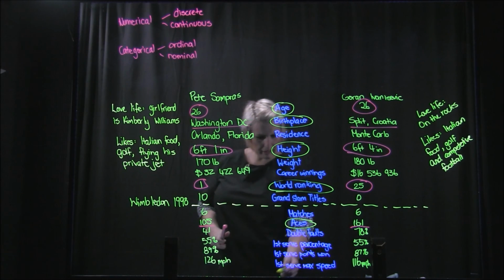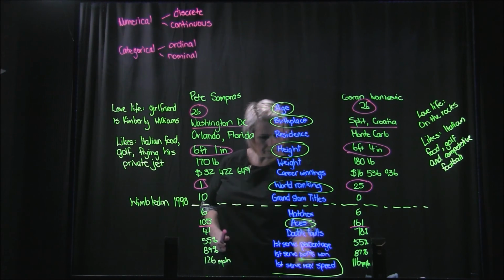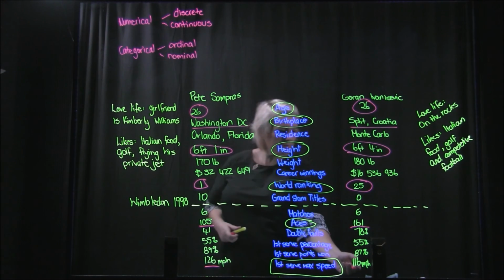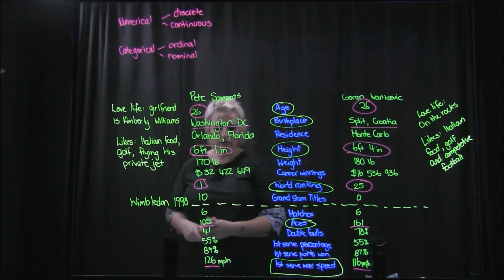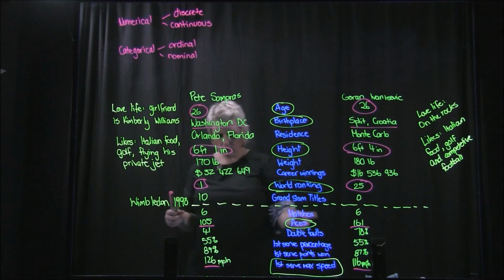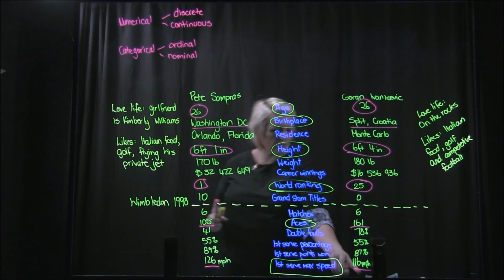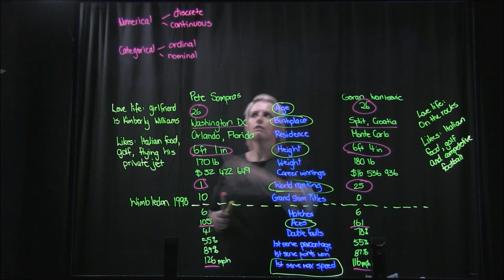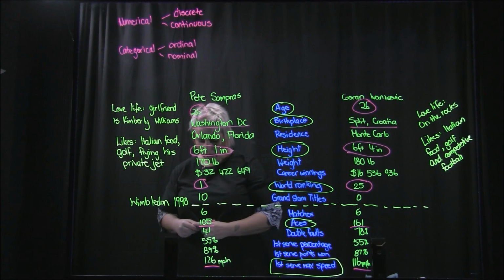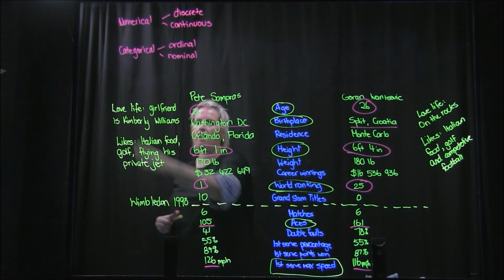First serve max speed. So that's this bottom one here. Again, we have a look. We've got some numbers. So it's numerical. But it's miles per hour, and so we can basically measure that along a continuum. Therefore, continuous numerical data.